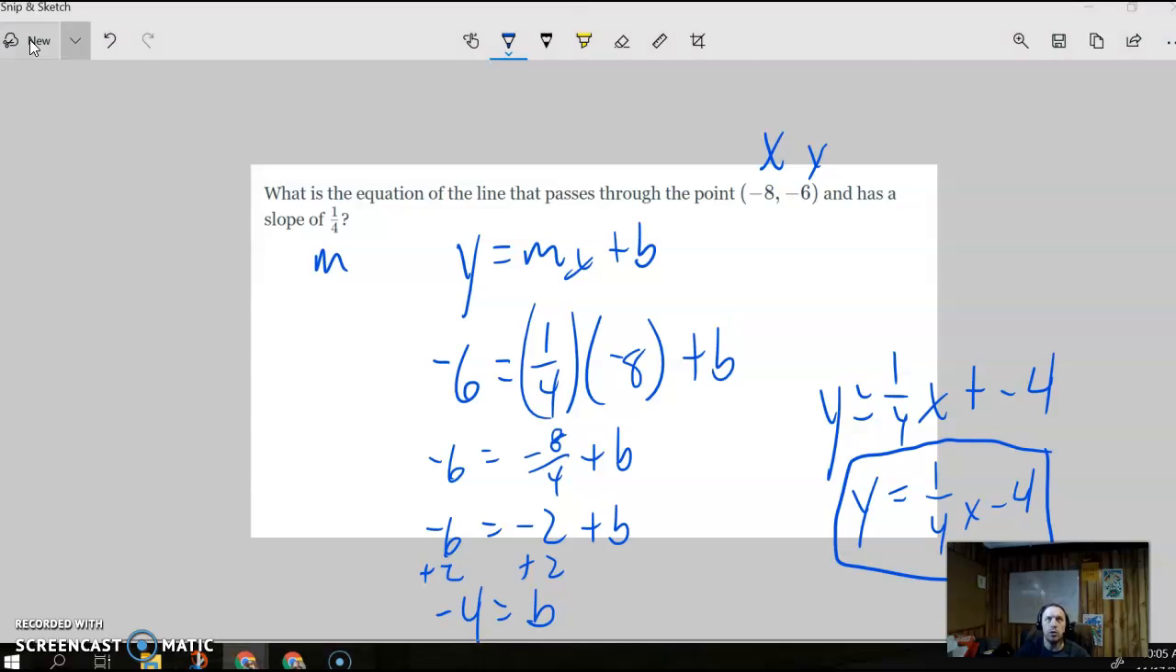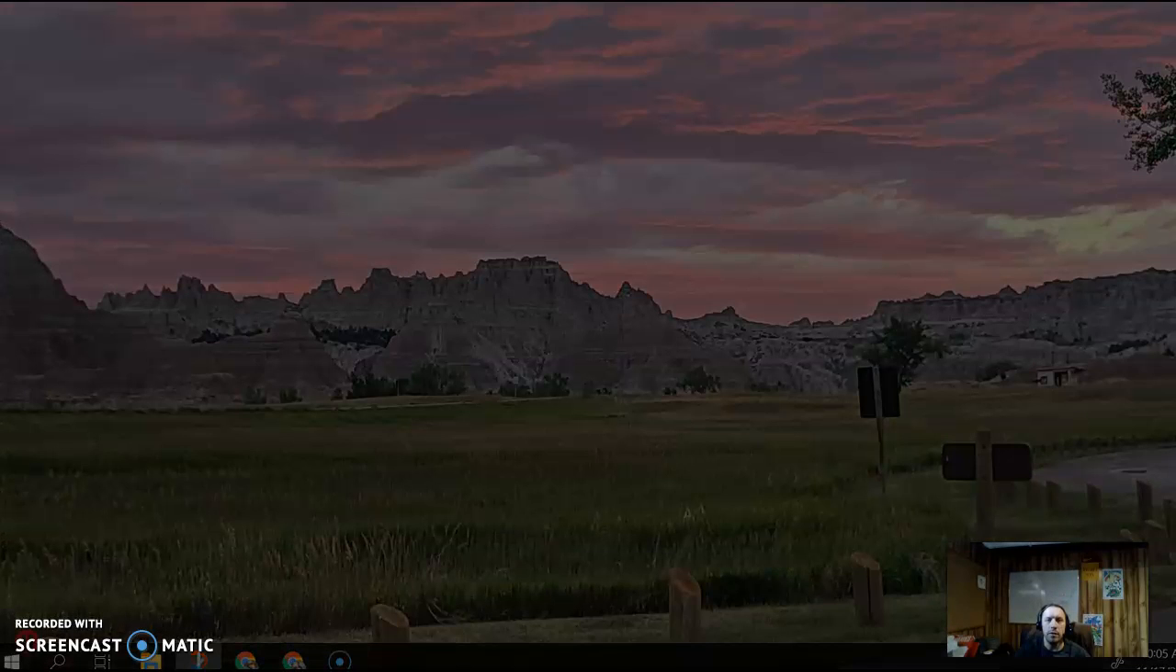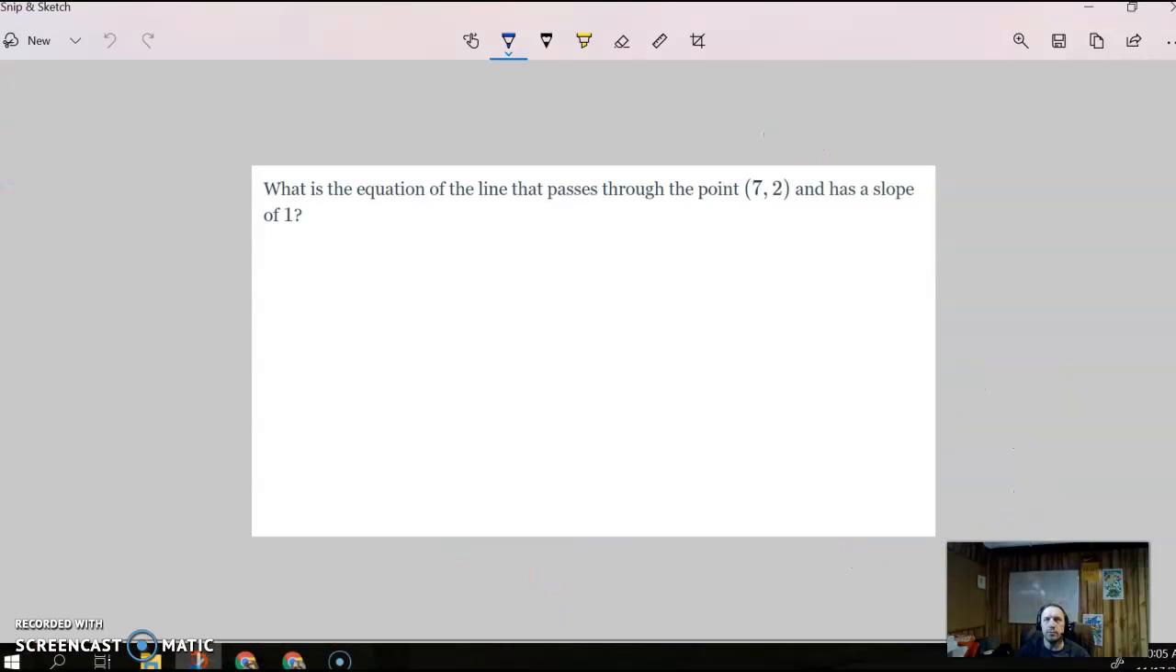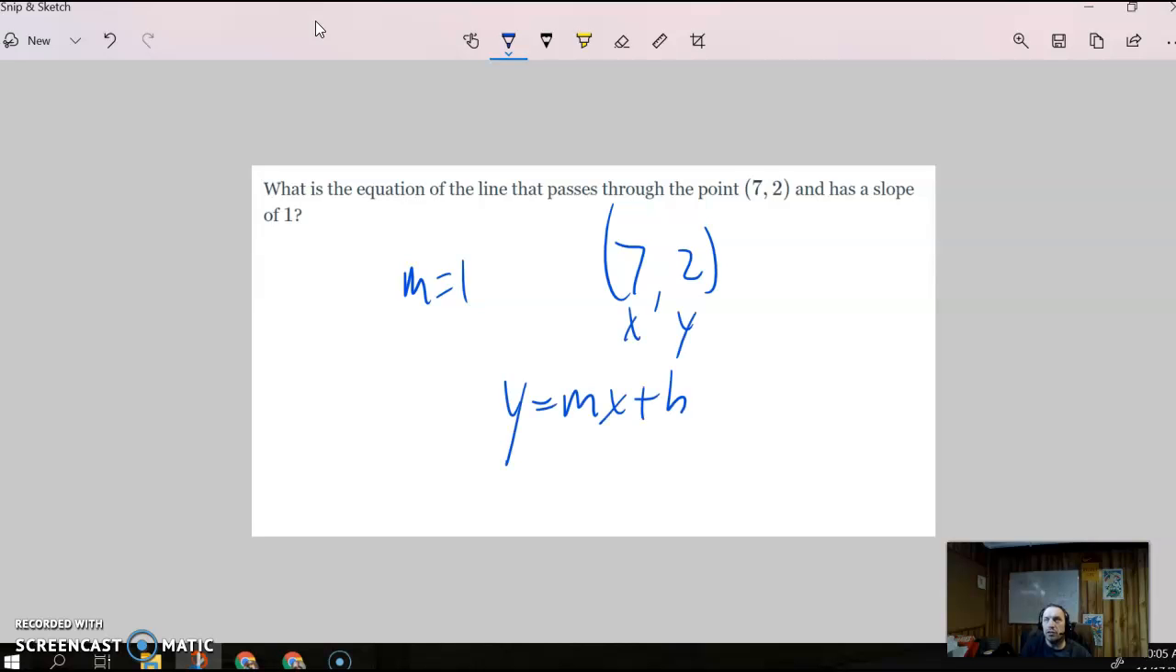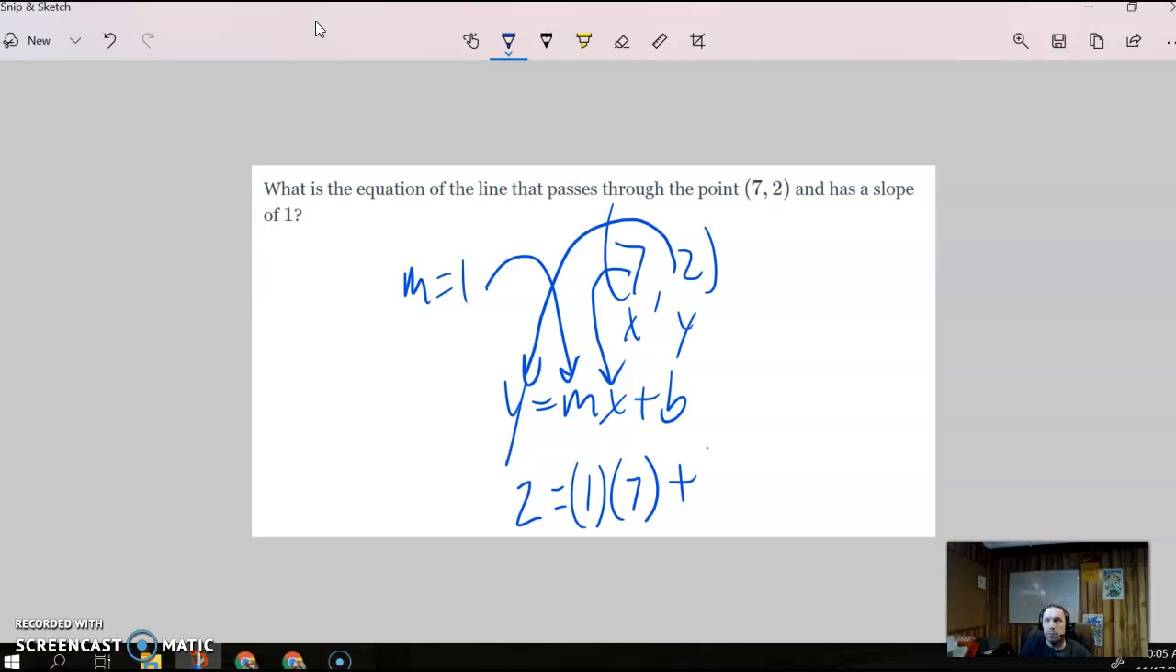Oh, new one. There we go. What is the equation of a line that passes through the point (7, 2) and has a slope of 1? Oh, slope of 1. I love that. (7, 2) is my x, y. y equals mx plus b. We need to find the y-intercept, so pause it and try it yourself. All right, then let's plug it in. 7 goes in for x, 2 goes in for y, 1 goes in for my slope. And I get 2 equals 1 times 7, plus b.